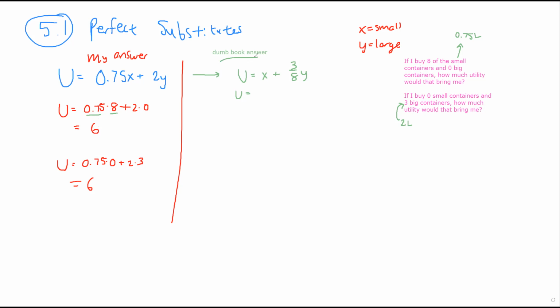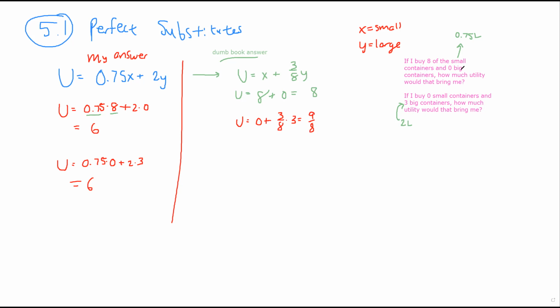Let's use the dumb book answer and see what happens. So I plug 8 and 0 in here. I get 8 plus 3/8 times 0. So let's just say 0. We get 8. Versus, now let's try the other point. If I plug in 3 for y and 0 for x, I get U equals 0 plus 3/8 times 3. And that would give me 9/8. Does that make any sense?